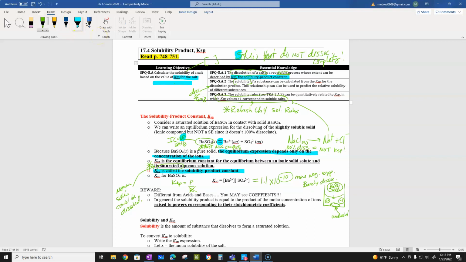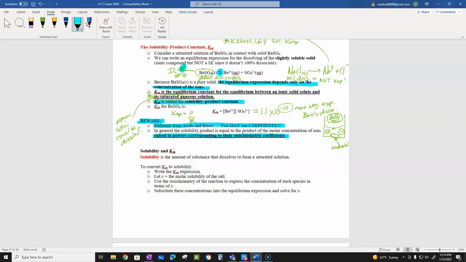But the big beware, this is where it's going to get a little nasty. You're going to see coefficients. These are not like acids and bases. No acid and base ever had a coefficient. So if you have a coefficient, which I'll do one for you below, in general, the solubility product is equal to the product of the molar concentration of those ions, raised to the power of the coefficient. Okay, so let me show you what I mean by that.